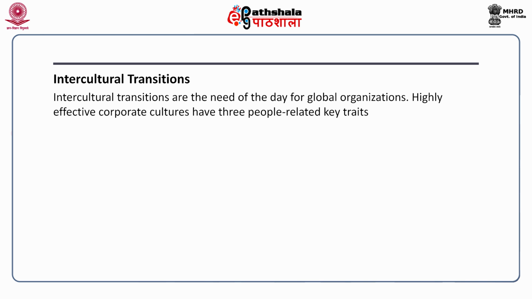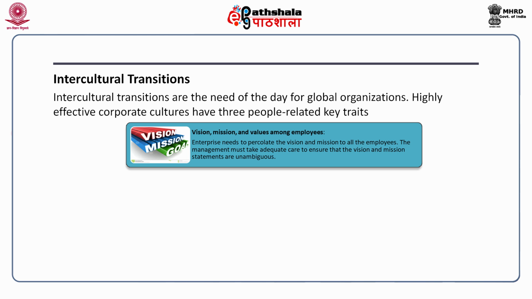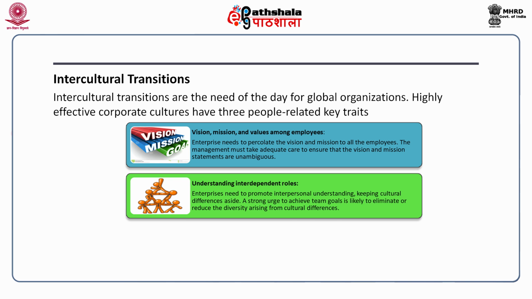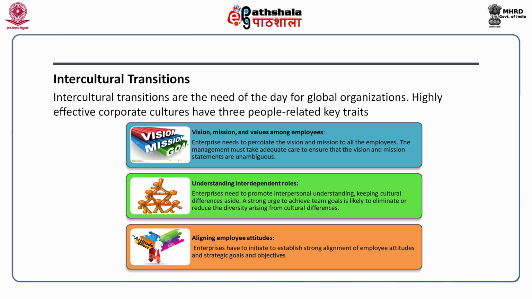Highly effective corporate cultures have three people-related key traits. The three people-related key traits are being displayed with three different colors. The first is vision, mission, and values among employees. The second is understanding interdependent roles, and the third is aligning employee attitudes. The first is that the enterprise needs to percolate the vision and mission to all the employees. The management must take adequate care to ensure that the vision and the mission statements are unambiguous, that is, they are clear.